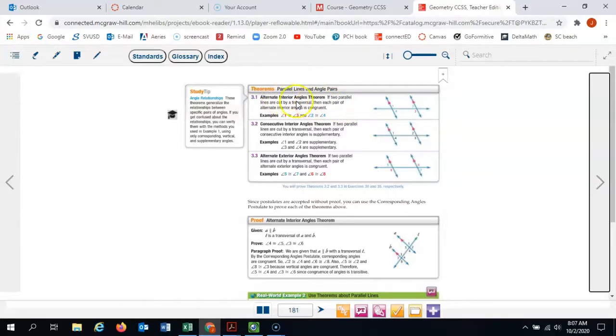So we have the alternate interior angles theorem, we have the consecutive interior angles theorem, and we have the alternate exterior angles theorem. Those are just the official names. And again, they're all based on the idea of if the lines are parallel, then they go on to say what's true about them, right? So if the lines are parallel.